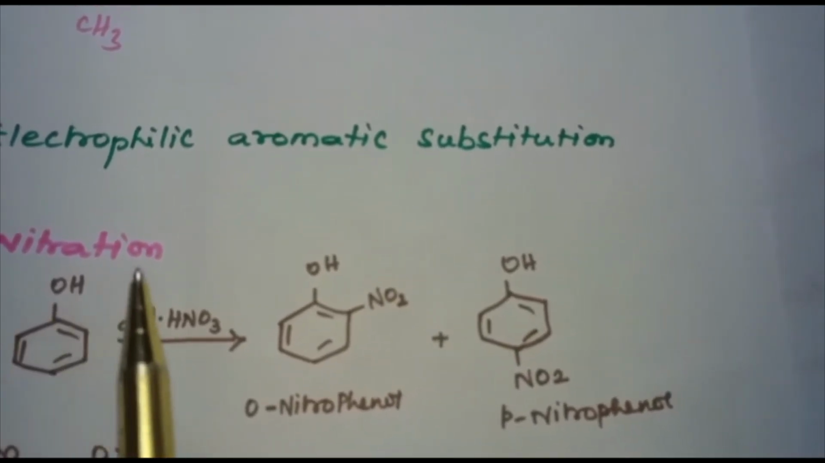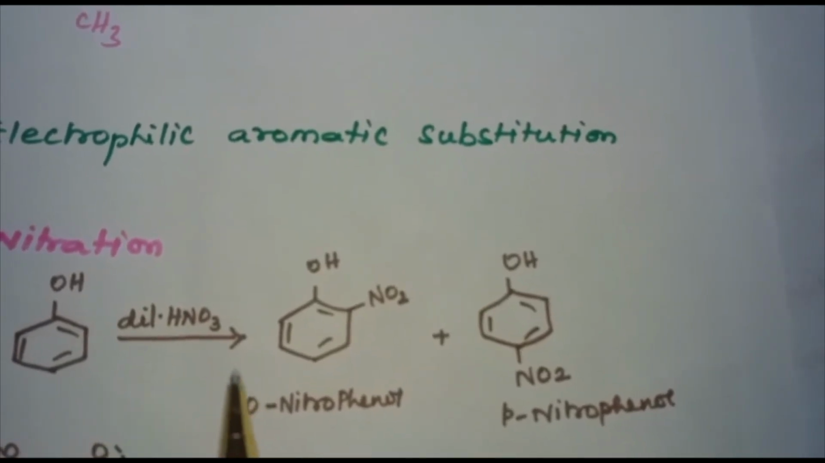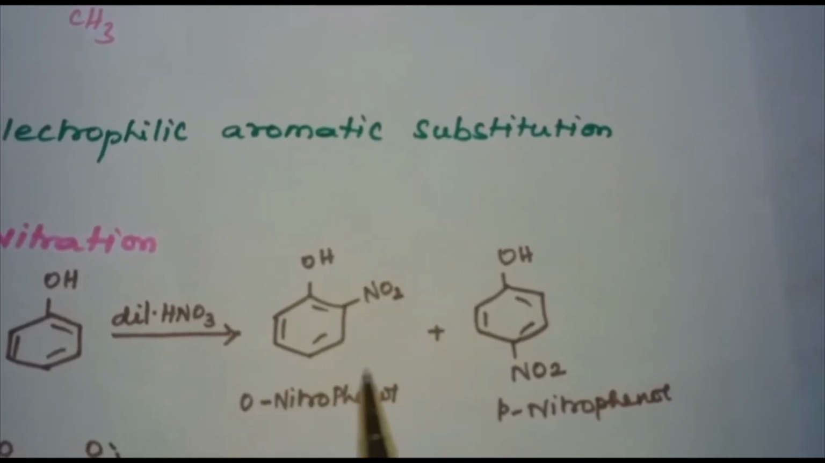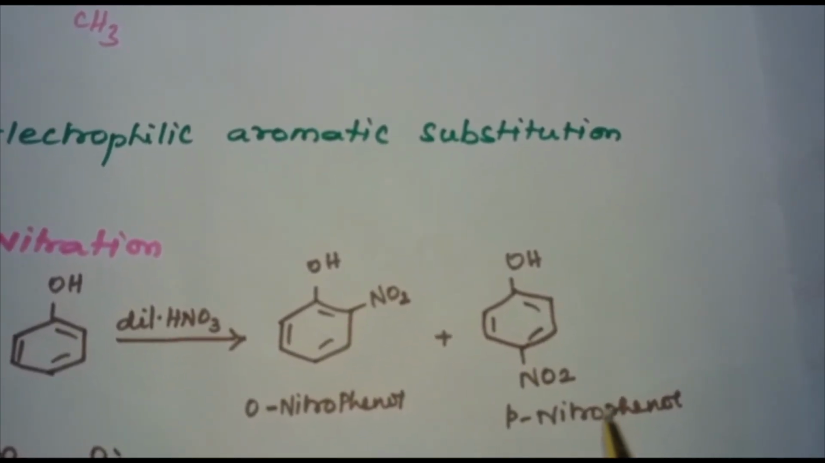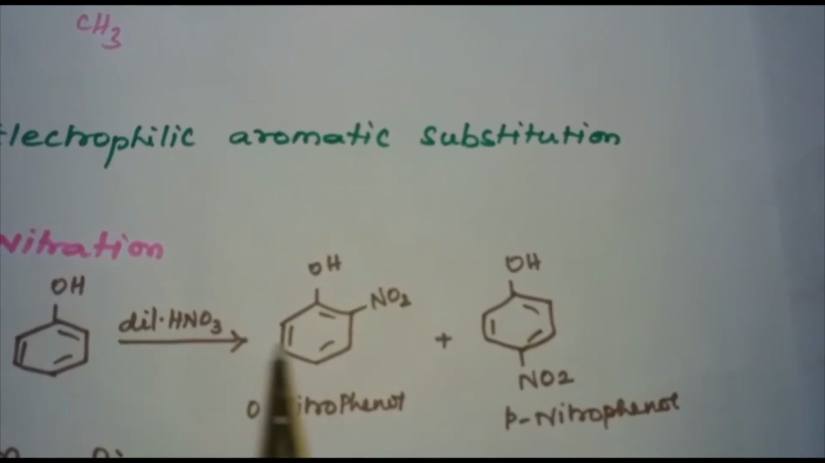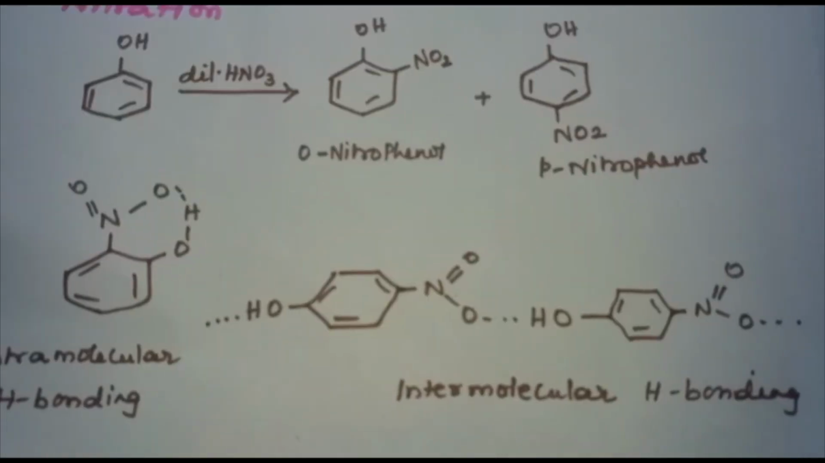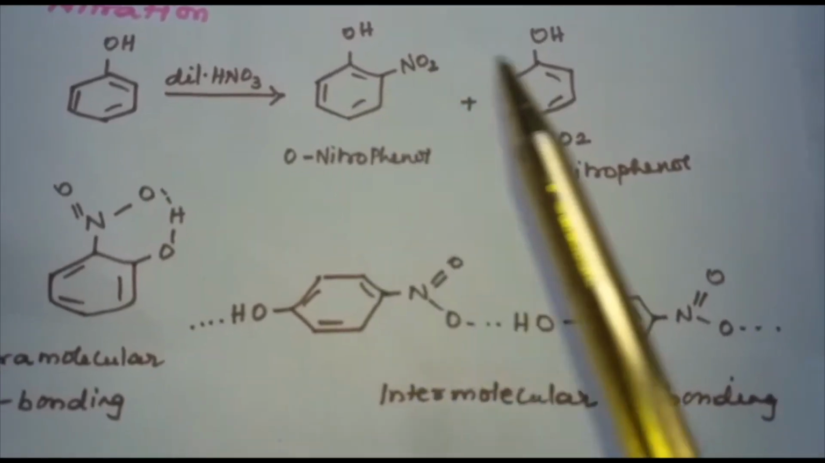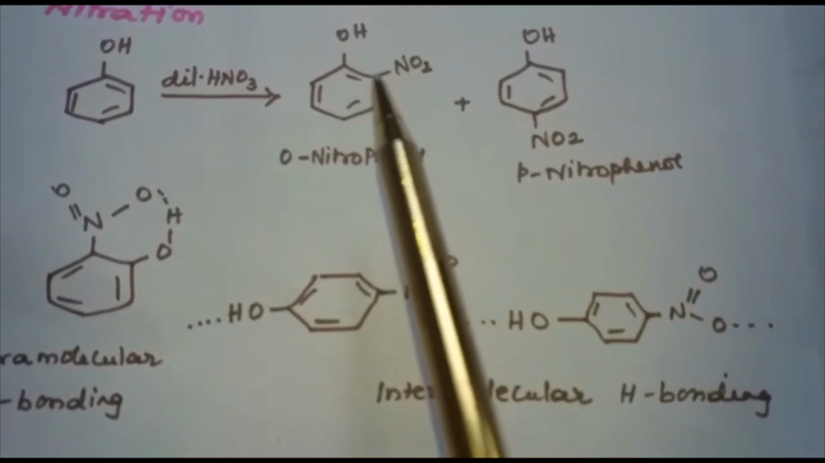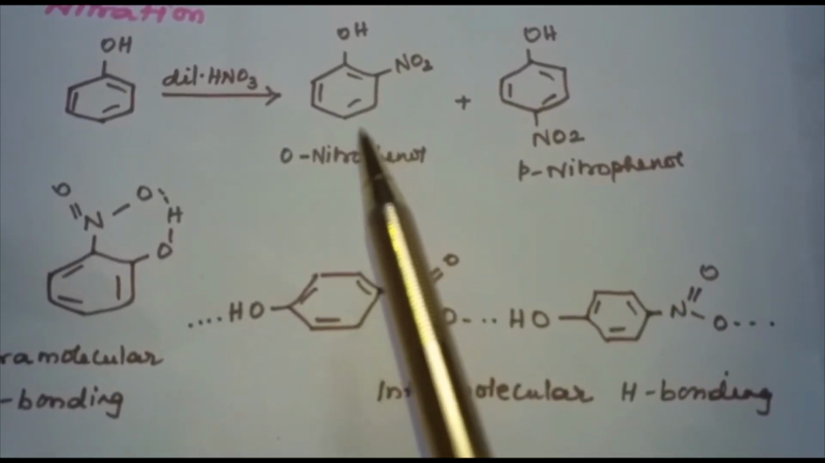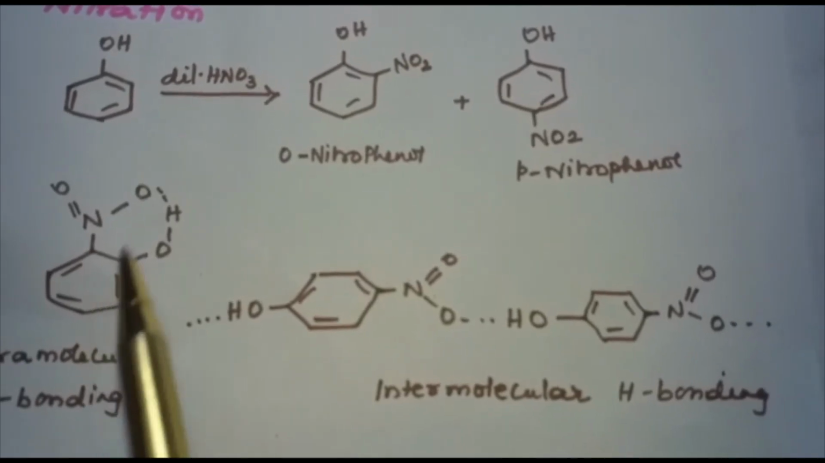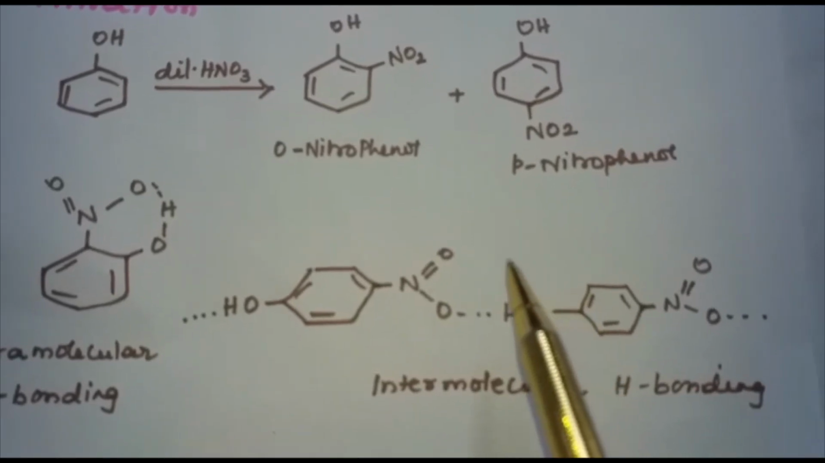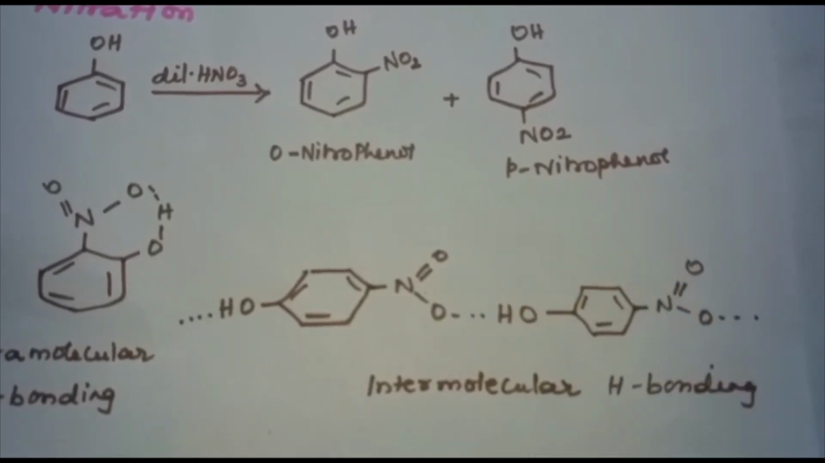First one is nitration. When phenol is treated with dilute nitric acid at low temperature, say 298 Kelvin, phenol yields a mixture of ortho-nitrophenol and para-nitrophenol. The ortho and para isomers can be separated by steam distillation. Ortho-nitrophenol is steam volatile due to intramolecular hydrogen bonding, while para-nitrophenol is less volatile due to intermolecular hydrogen bonding, which causes the association of molecules.